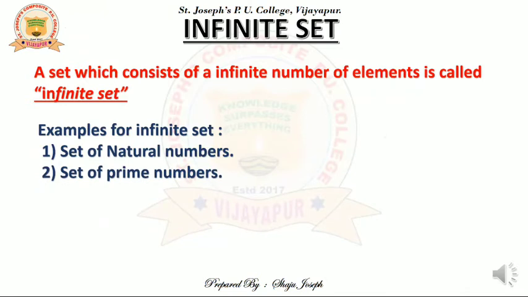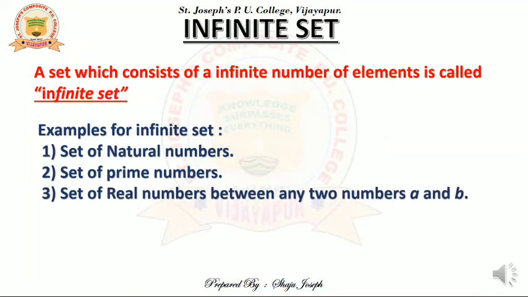Set of prime numbers. We of course know where it starts. That is 2, 3, 5, 7 and so on. But we don't know where they end because there is no end for prime numbers. Hence they are called an infinite set. Set of real numbers between any two numbers a and b. Let me take two simple numbers like 3 and 4.